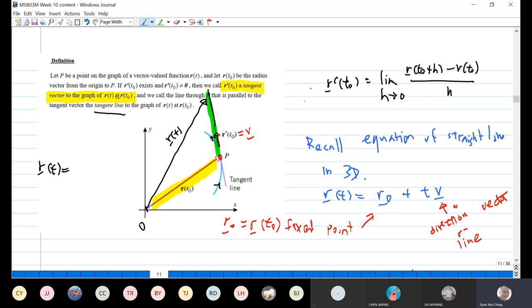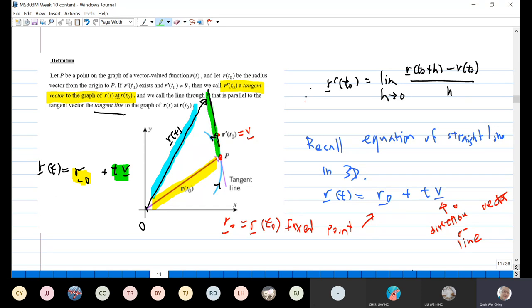The equation of a line now is actually R(t0), which is a fixed point, plus a multiple of V. Because this green line is a multiple of V, right? So it is R0, this fixed point here, plus a multiple of V. The equation of the straight line is the yellow one plus the green one. The green one is a multiple of V, that's why you get this equation.